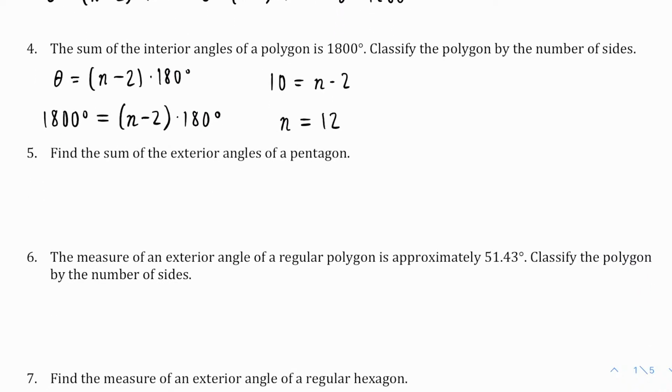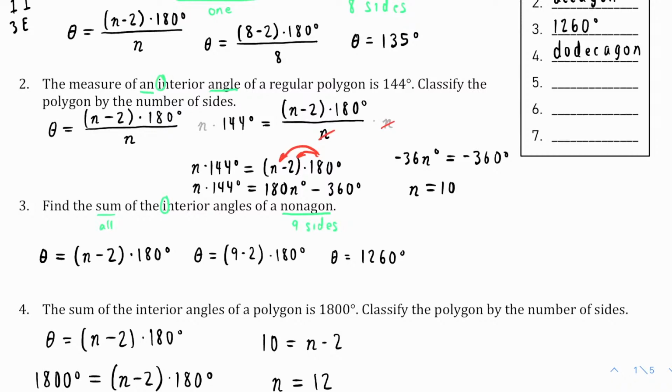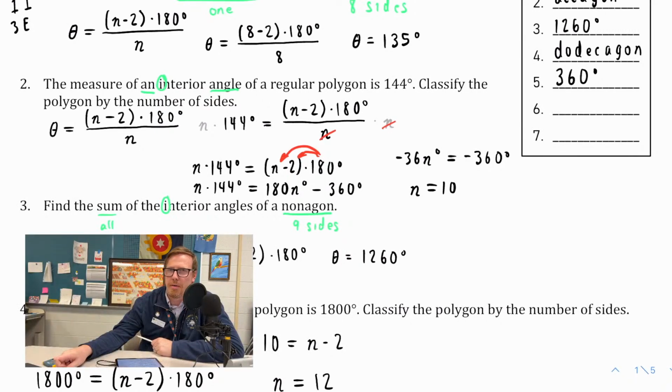Number 5, find the sum of the exterior angles. Don't even read the rest. Does not matter. The second you see sum and exterior angles, it's 360. And I guarantee you, you will get a question about that. And I can almost guarantee you that it's going to be a very obscure, very bizarre number of sides.